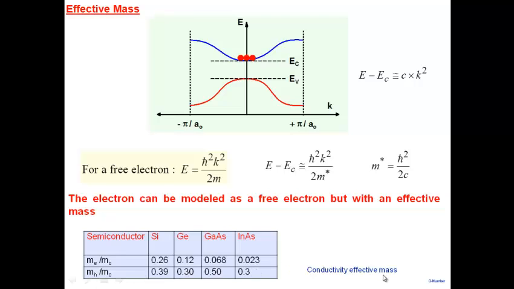Okay? So these are conductivity effective mass, and the values are given over here. Okay? Note in most cases you will find here that the holes are heavier as compared to the electrons in all of these cases here.